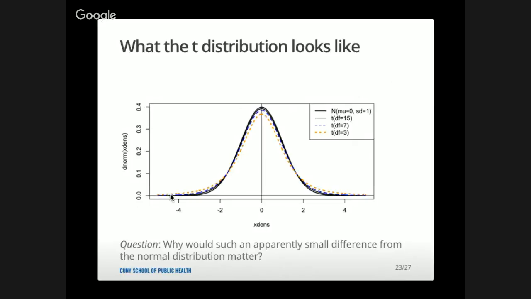At this point, beyond 4, the probability is much, much greater for this t distribution with 3 degrees of freedom than under the normal distribution. So when you're doing inference, this difference can be very important, or when you're doing hypothesis testing.